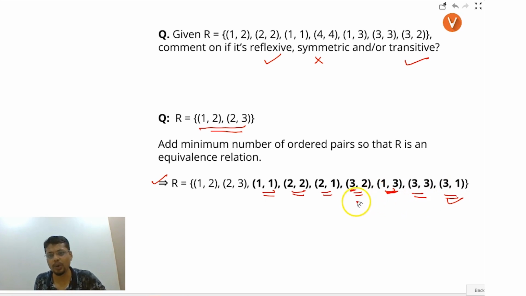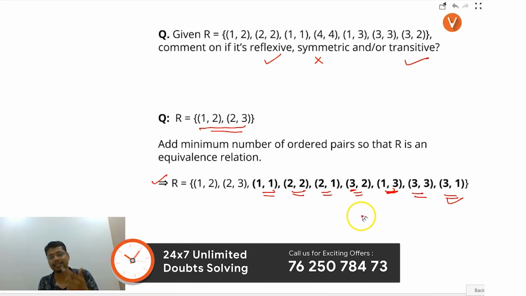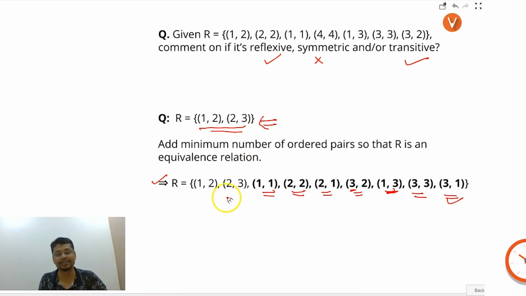That's it. And now it is reflexive, symmetric as well as transitive. You can check it out. 3 comma 2, 2 comma 3, so 3 comma 3 is there. 3 comma 2, 2 comma 1, so 3 comma 1 is also there. And so forth. So it is reflexive as well as symmetric as well as transitive. So this makes R an equivalence relation. So we had to add at least 7 ordered pairs to make this R an equivalence relation.